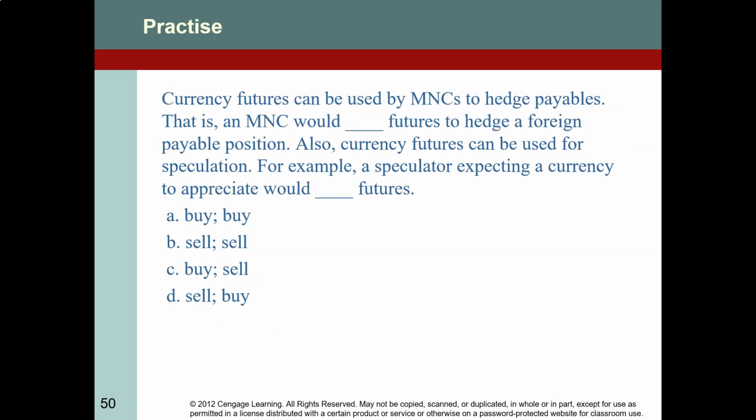Currency futures can be used by MNCs to hedge payables. That is, an MNC would use futures to hedge a foreign payable position. Also, currency futures can be used for speculation. For example, a speculator expecting a currency to appreciate would use futures. Which one?